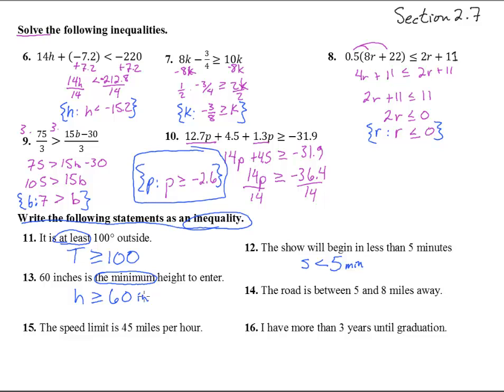Number 14. The road is between 5 and 8 miles away. So here's the road. Now it's between, so that means between 8, could be up to 8, I guess, and 5. That's a compound inequality where we're saying r is smaller than 8 and bigger than 5 at the same time. The speed limit is 45 miles per hour, so your speed has to be smaller than or equal to 45 miles per hour. And I have more than 3 years till graduation, so graduation is greater than 3 years away. There we go. Good.